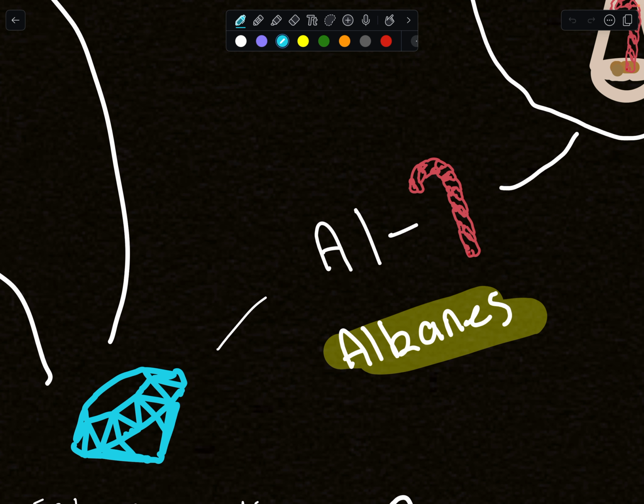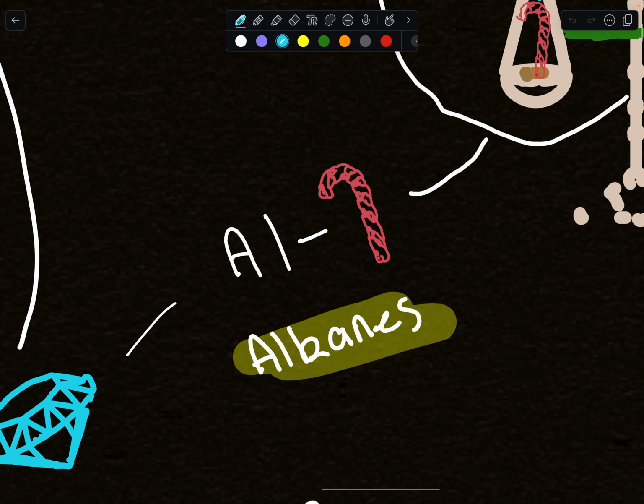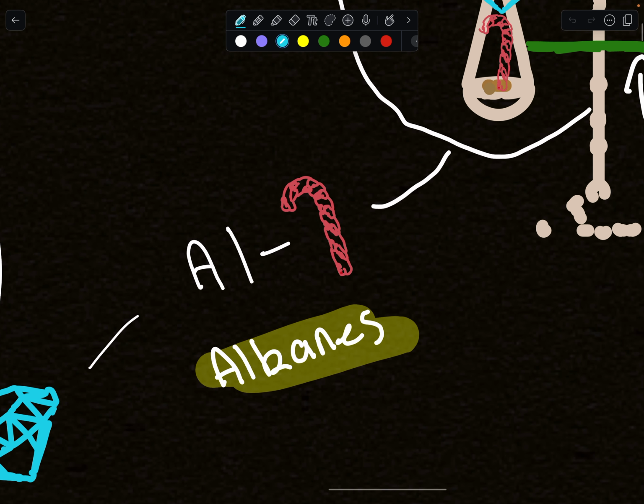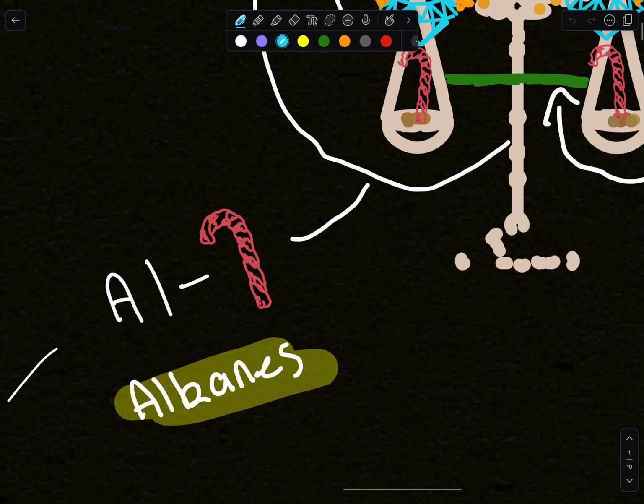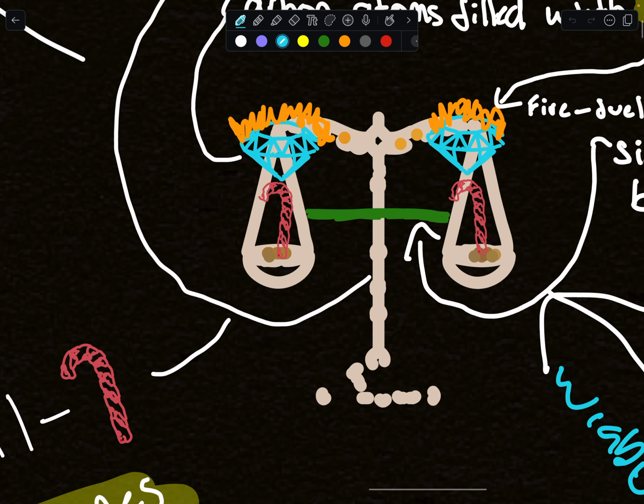So anyway, here we have alkanes. Now how I remember it is candy cane. So I have a candy cane, right? Think of this as cane. What I have here is a scale. Now, on this scale, this might look a bit funny, but this image is all you need to remember to truly understand the concept of alkanes.